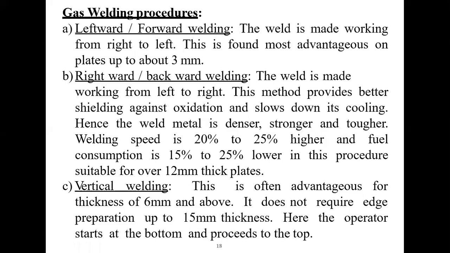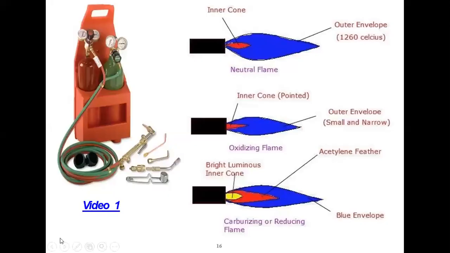Next, gas welding procedures. But before going to the procedures, I want to mention one thing. I have already told there will be valves for these cylinders. Actually, oxygen cylinder valves are made of brass, and acetylene cylinder valves are made of steel. Basically, brass valves do not corrode too easily, and that is why brass valves are used for the oxygen cylinder.